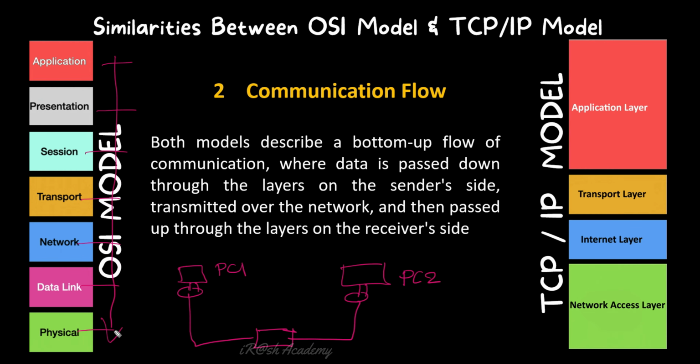When PC2 receives the data, it will be the opposite way, that means from bottom to top. First of all, it will be processed by the physical layer, which converts the electrical signal to binary. Then it goes from the physical layer to the data link layer, then network, then transport, then session, presentation, and finally application. So at the receiver end, it is from bottom to up. This is how the communication flow works in the TCP/IP and OSI models.